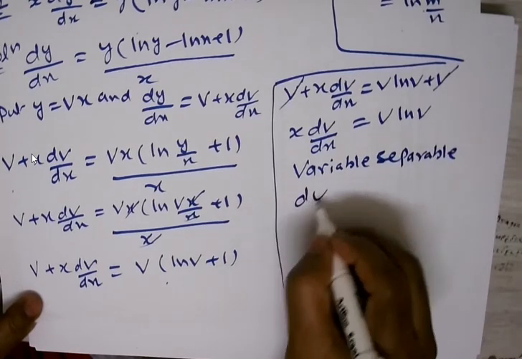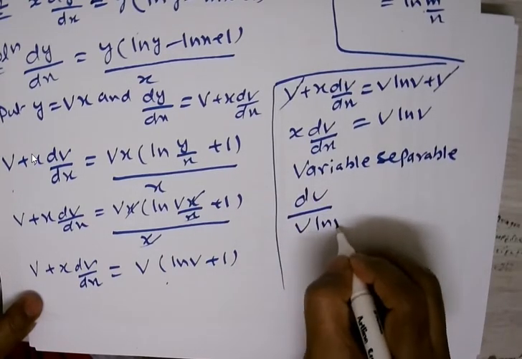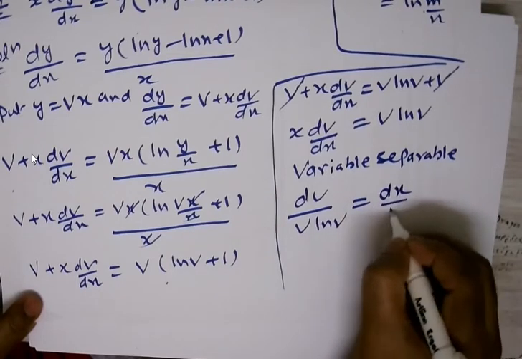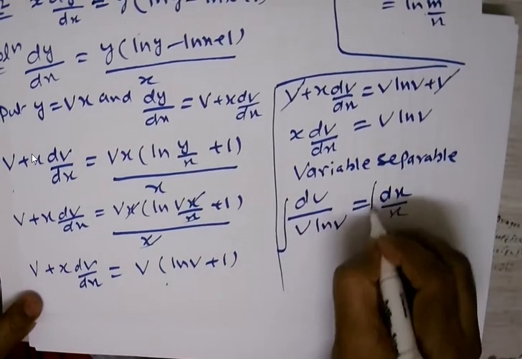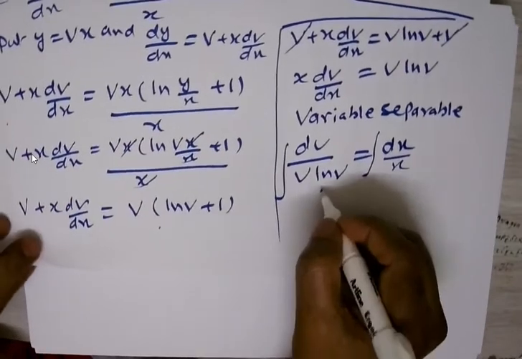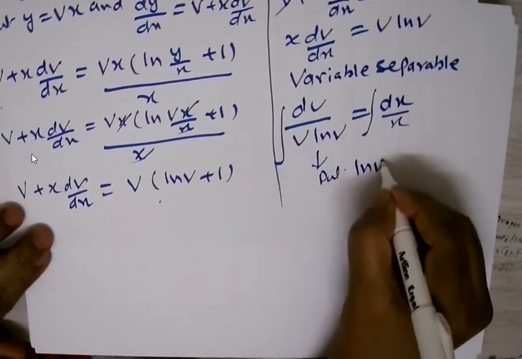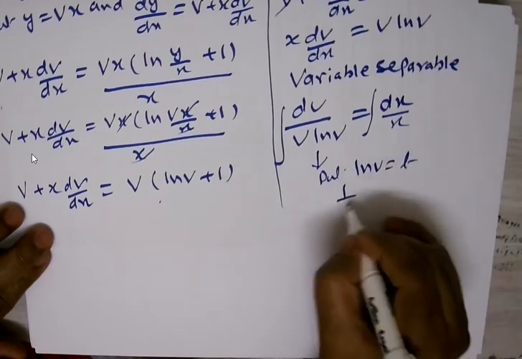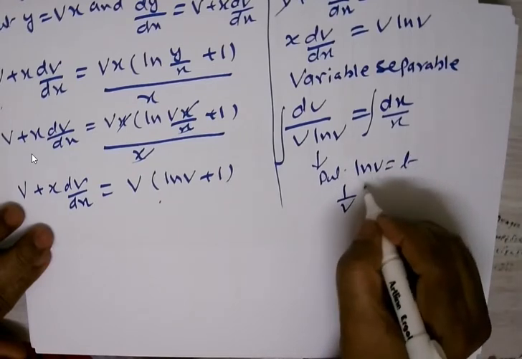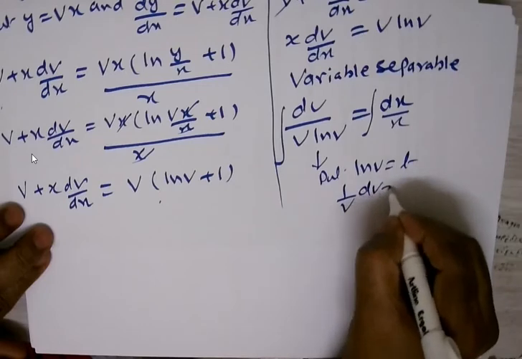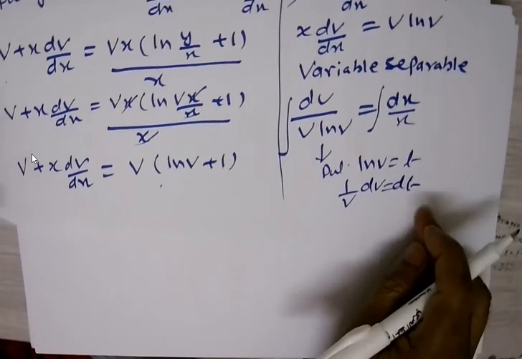We can write it as dv over v ln v equals dx over x, and integrate it. So how can we integrate? Just put ln of v equal to t. Then the derivative of ln v, which is 1 by v, dv, is equal to dt.